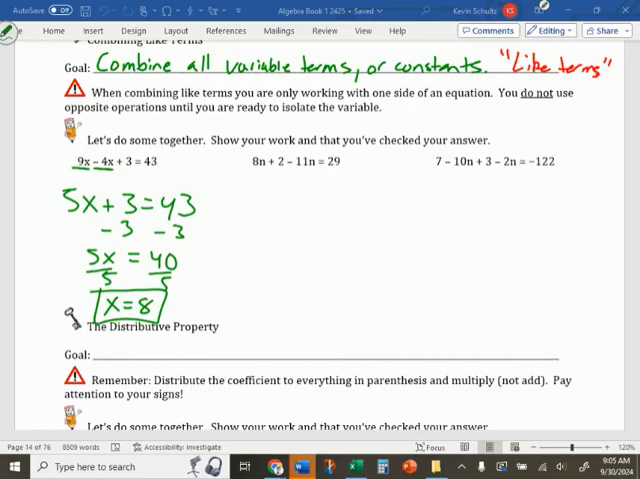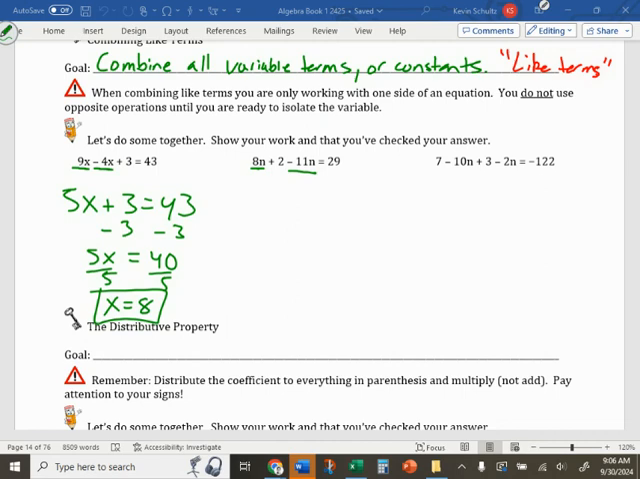Next one, 8n plus 2 minus 11n equals 29. What can we combine, Christian? The 8n and the negative 11n. Even though they're not right next to each other, why is it still okay that we can combine them? Kyle? They're like terms. What else? Claire? Gabe? And on the same side. And if you just take the negative symbol with 11, then it's good.